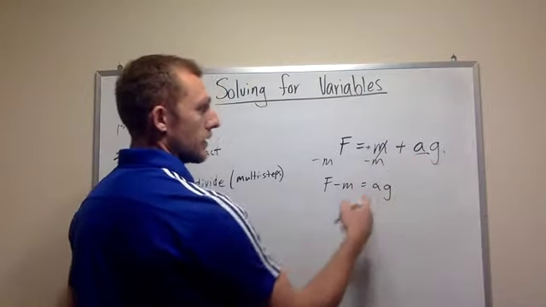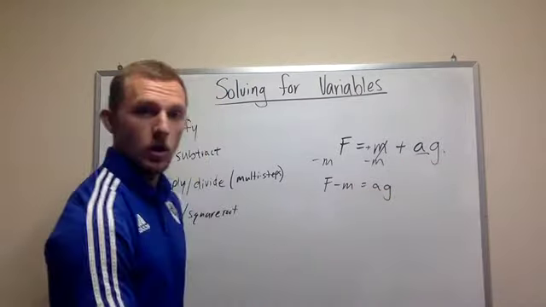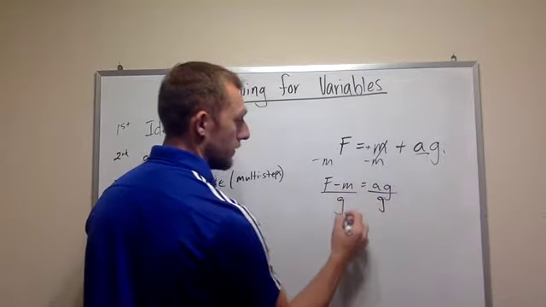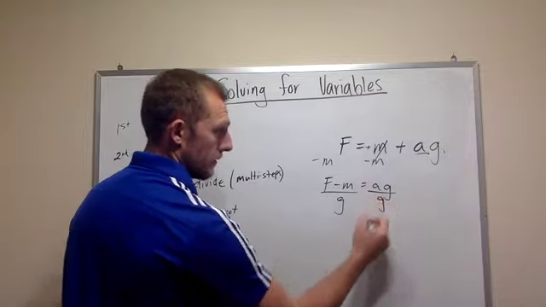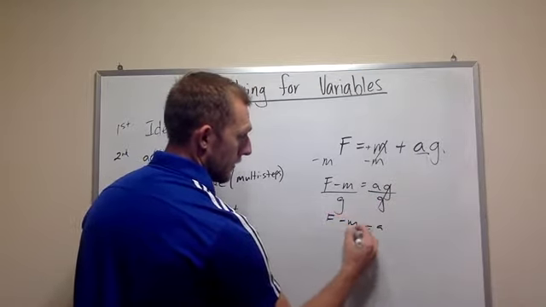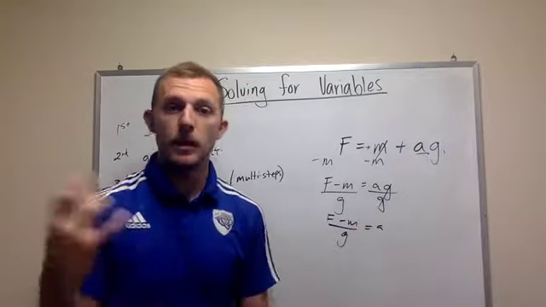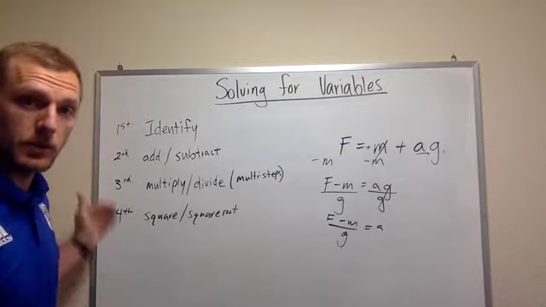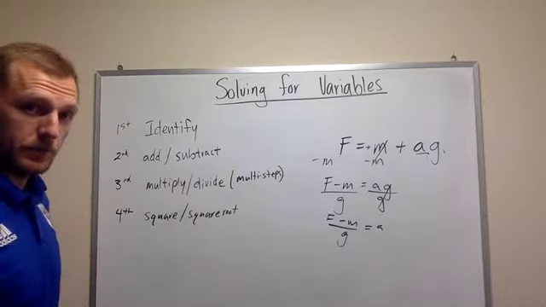Next, you want to get rid of G. You would divide on both sides, divide by G, and that cancels it out. It comes out to F minus M all over G. This is just recapping what we learned last week, but also helping those who didn't understand it. So here are the steps.